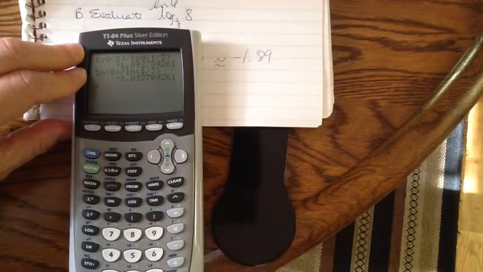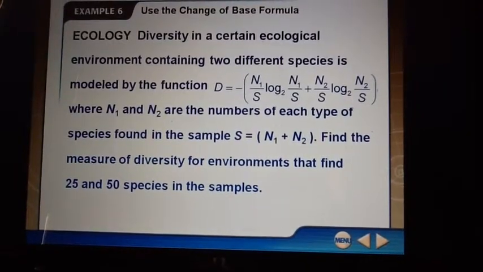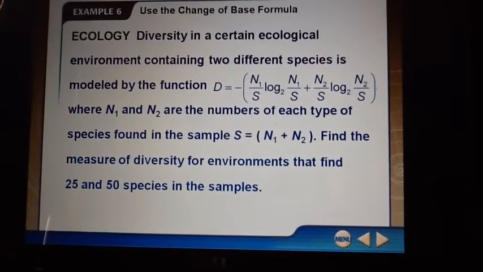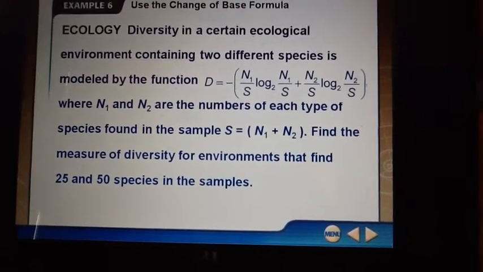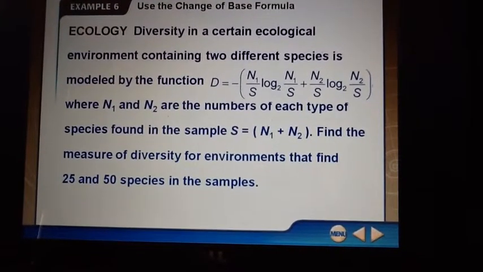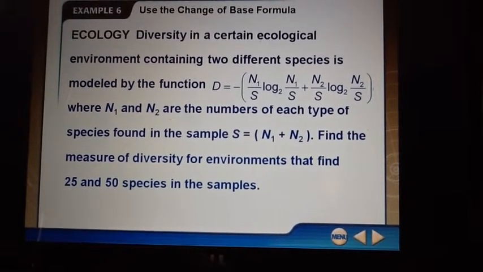And I will get the same exact number. Okay, we're going to do an actual word problem, and I'm going to read this to you. Use the change of base formula. It's an ecology problem. Diversity in a certain ecological environment containing 2 different species is modeled by this function.